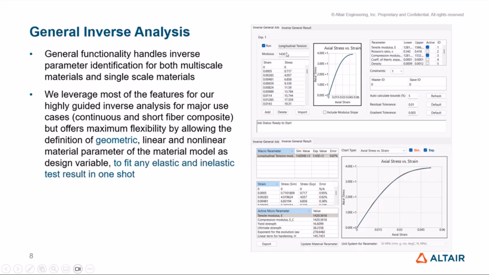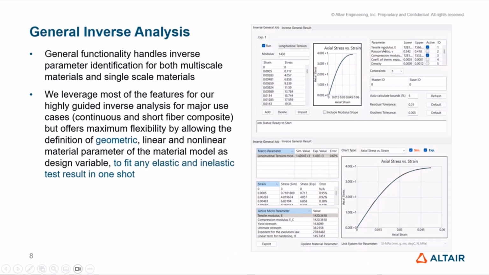So if you only type in the modulus, you would only optimize the elastic regime. If you add the stress-strain curve, we also fit to the nonlinear inelastic regime of your material. Now it's your choice which materials you want to change, which parameters should be optimized, and you can add equality constraints forcing two values to be the same during the inverse optimization.